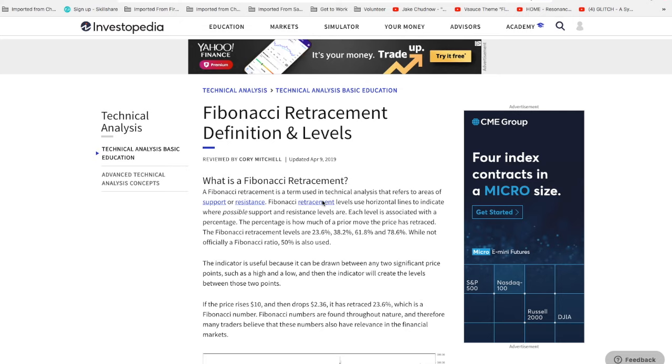Today we're going to be talking about Fibonacci retracements and extensions, different levels of support and resistance, and how they're used when reading charts to kind of predict price increases or price decreases.